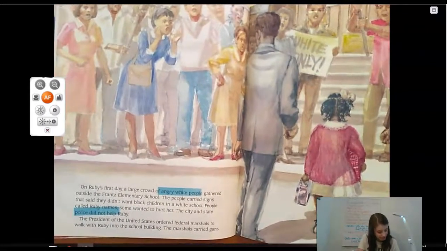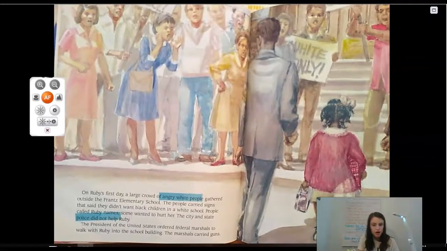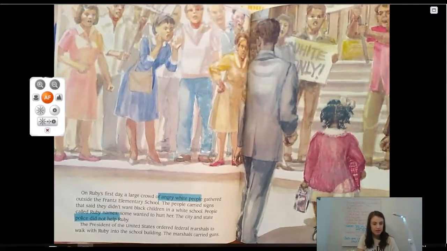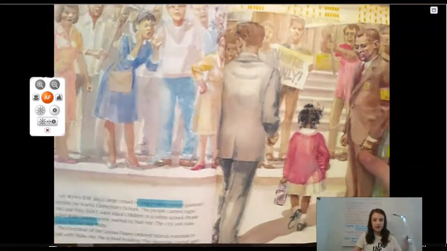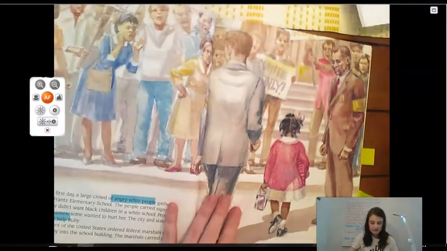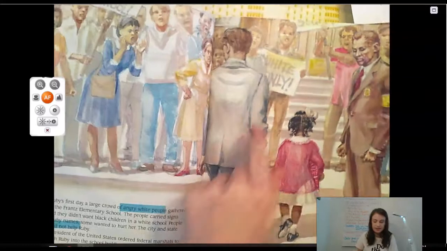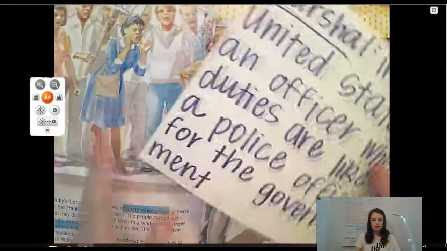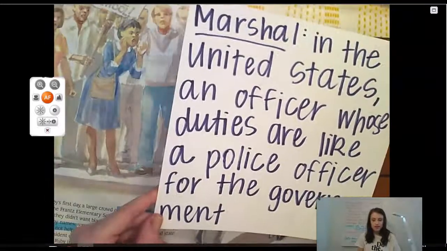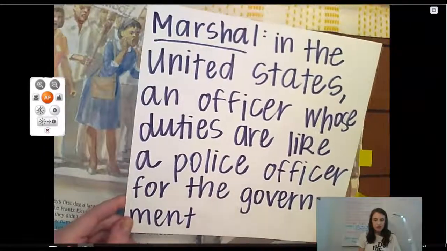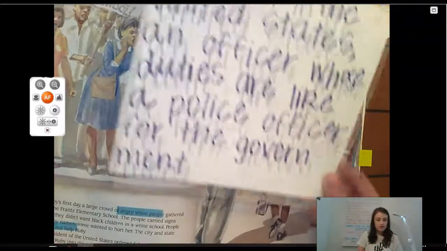Wow, really? The President of the United States ordered federal marshals to walk with Ruby into the school building. The marshals carried guns. Okay, so friends, this is a marshal. Here's the definition of marshal. In the United States, a marshal is an officer whose duties are like a police officer for the government.